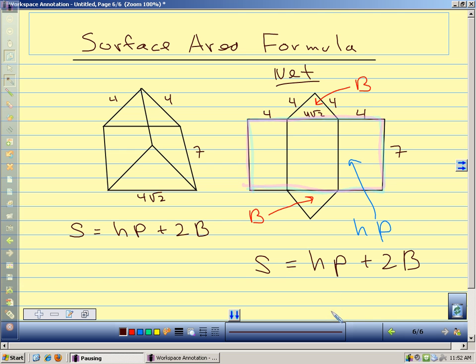So I wanted to show you 2 things with this. 1, to remind you what a net was, and 2, just to give you an idea of why the formula looks the way it does. Any questions? All right.